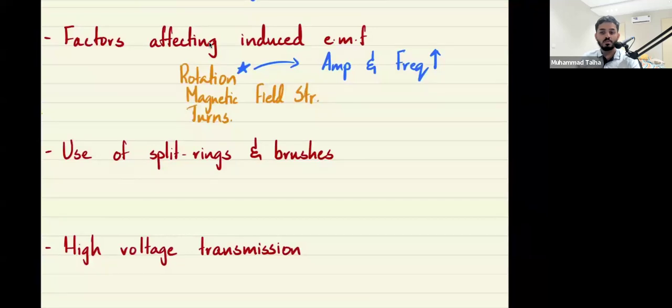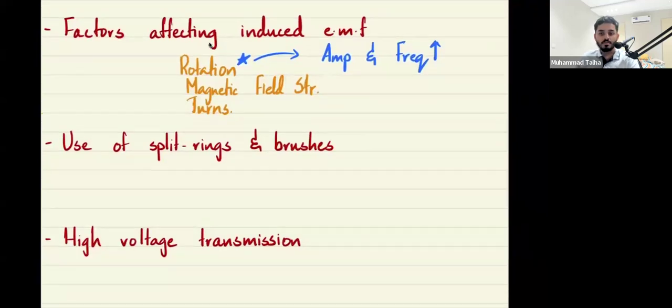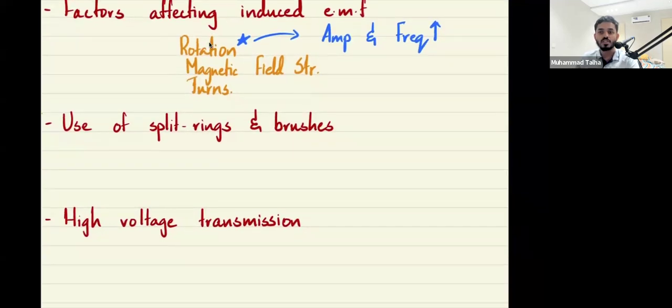Uses of split rings and brushes in the DC motor. This is also really important. We've done a recent paper in which this was discussed, which is that the split ring basically reverses the direction of current in each half cycle, and it makes the coil keep turning in the same direction. And brushes are just used as an electrical contact with the external circuit. And sometimes you can also write this, the examiner does mark it, which is that the brushes reduce friction of the rings with the wires, right?